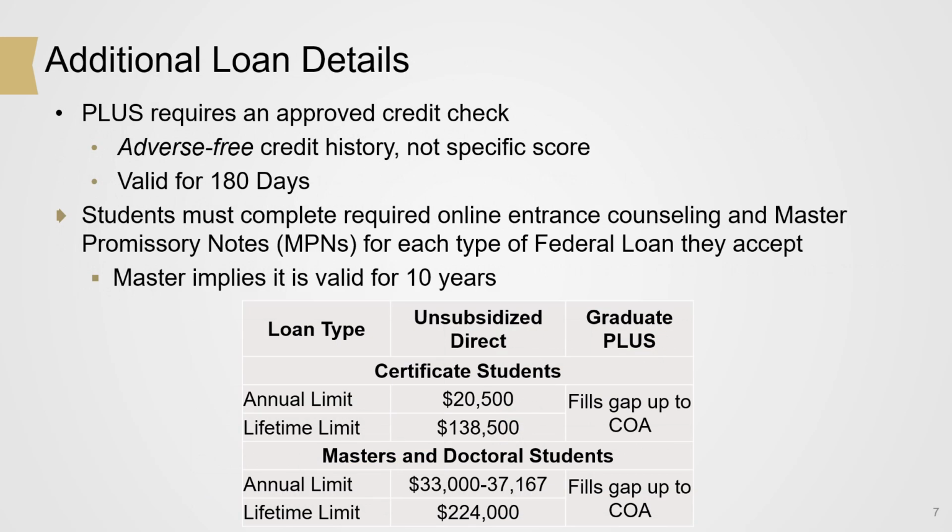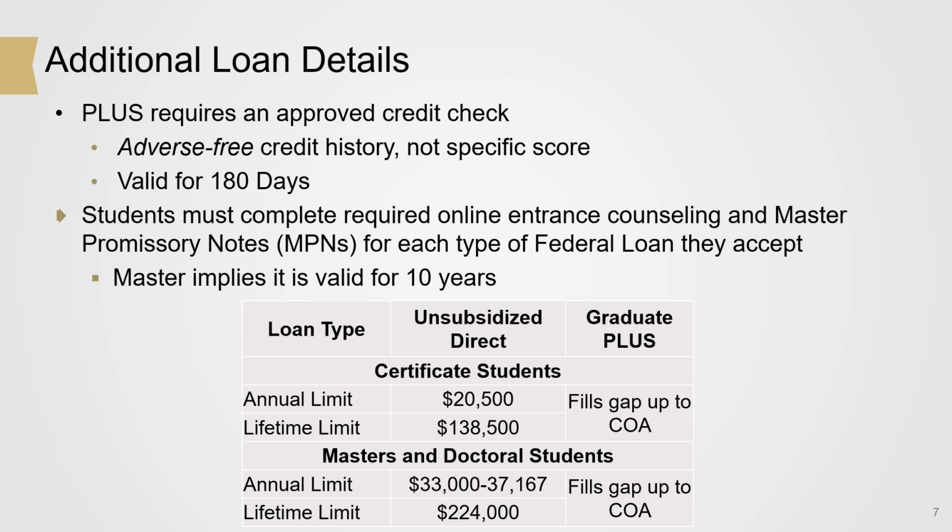The Graduate Plus loan requires an approved credit check. While it is not looking for a specific credit score, it is checking to see if the borrower has adverse credit history. This credit check will be valid for 180 days, so if you do decide to take out a Plus loan in 2 back-to-back semesters, you should only have 1 credit check. Students must complete their required online entrance counseling and master promissory notes, MPNs, for each type of federal loan that is accepted. A Master Promissory Note is valid for 10 years.